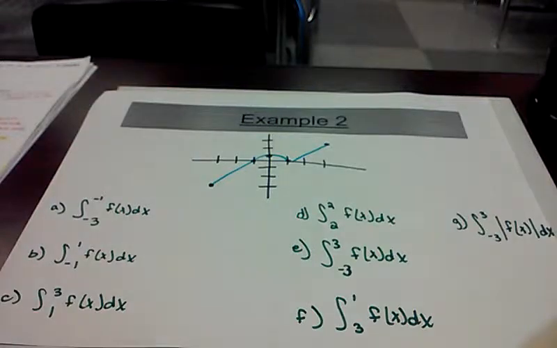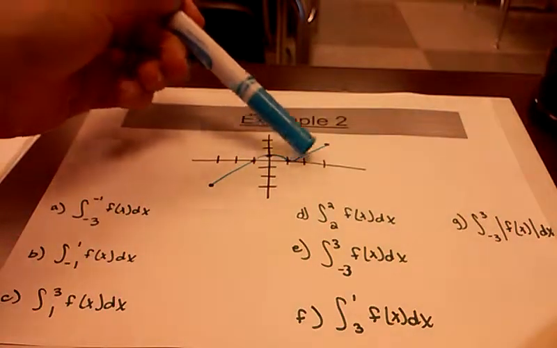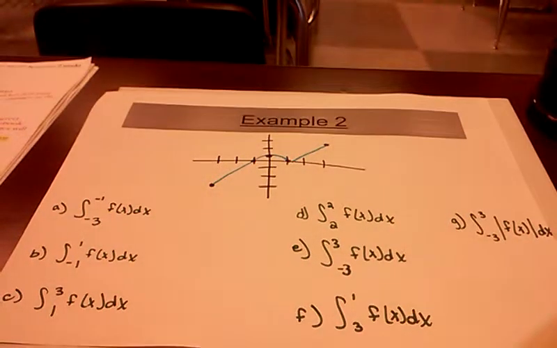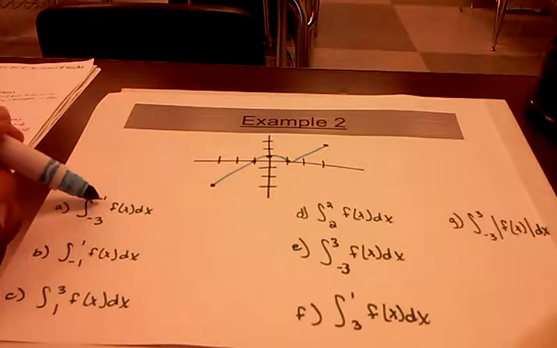All right, guys, let's say that you have the following function. If you notice, it is a piecewise function because you have a line segment, a semicircle, and a line segment. Remember, definite integrals represent the area of the function under the curve. Now, notice for the first one, it wants you to find the integral from -3 to -1.